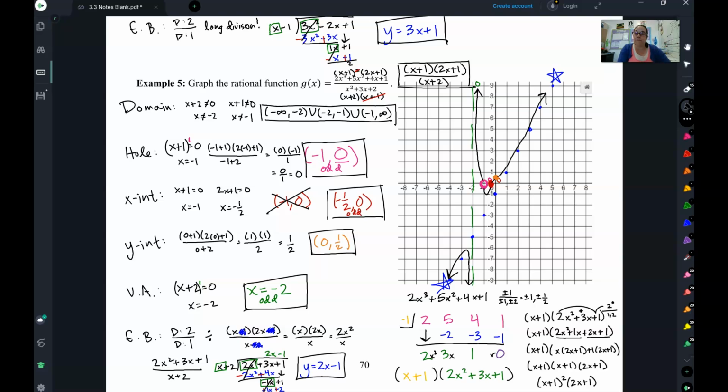And that is all for graphing rational functions. In 3.4, we're going to move away from graphing and talk about sine arrays. See you then.